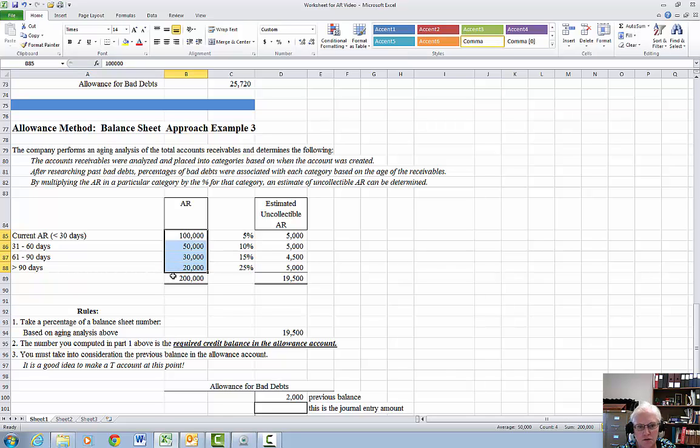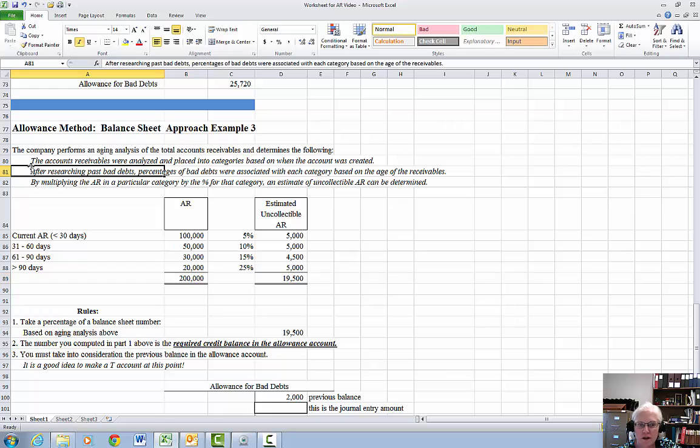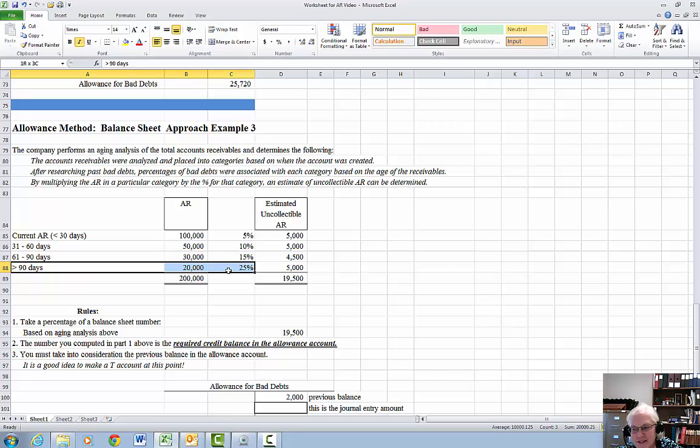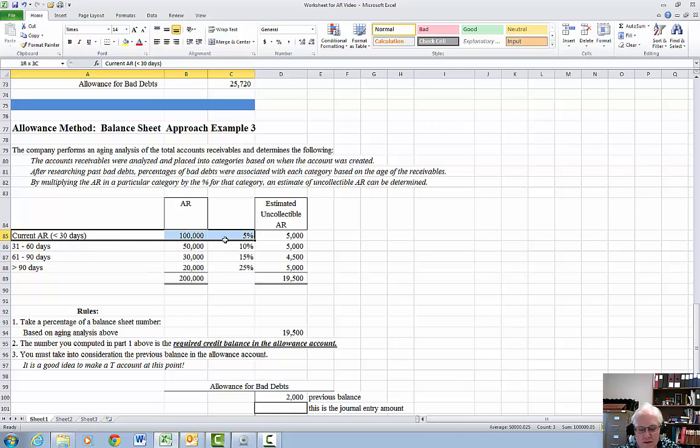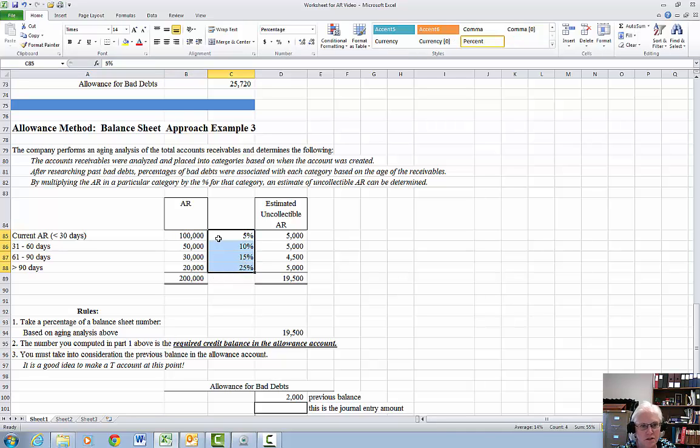And notice that the total equals the total accounts receivable at cost. So somebody has done some research, and after researching all the bad debt percentages, they have determined that the older the account is, the less likely it is to collect it. And if you think about it, it kind of makes sense. The newer the account, the more likely it is you're going to collect more of it. So the research came up with the percentages. I'll give you the percentages. You don't need to worry about it.